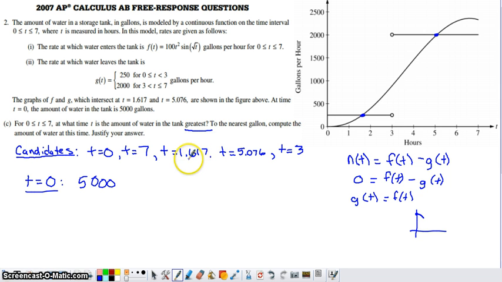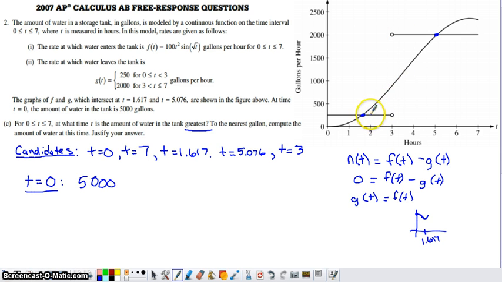Let's go to this next value at 1.617. Well, at 1.617, that's the end of an interval where the water level is decreasing. At t equals 1.617, the rate that water enters exceeds the rate that water leaves on the other side of that, meaning our water level is going to decrease until 1.617. And then on the other side of that value, it's going to increase. It increases until we get to the t-value of 3. At the t-value of 3, we have a switch from what the graph of g of t looks like.